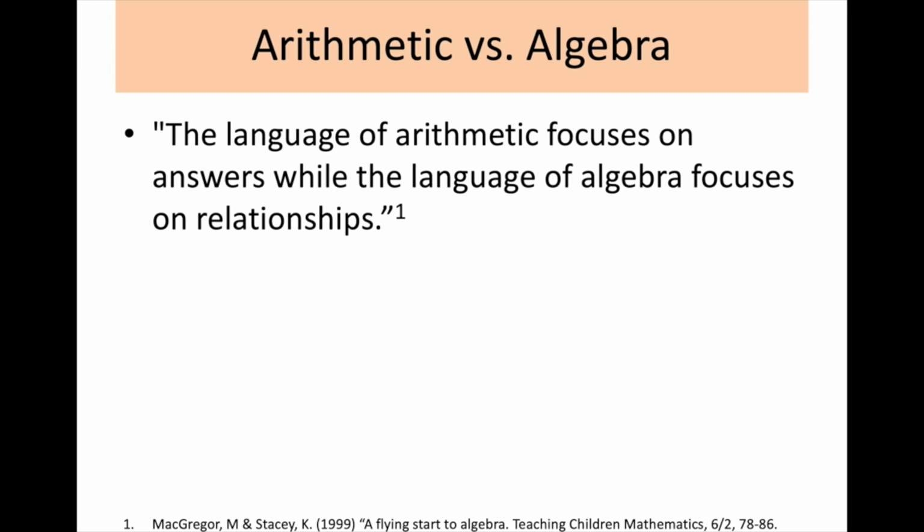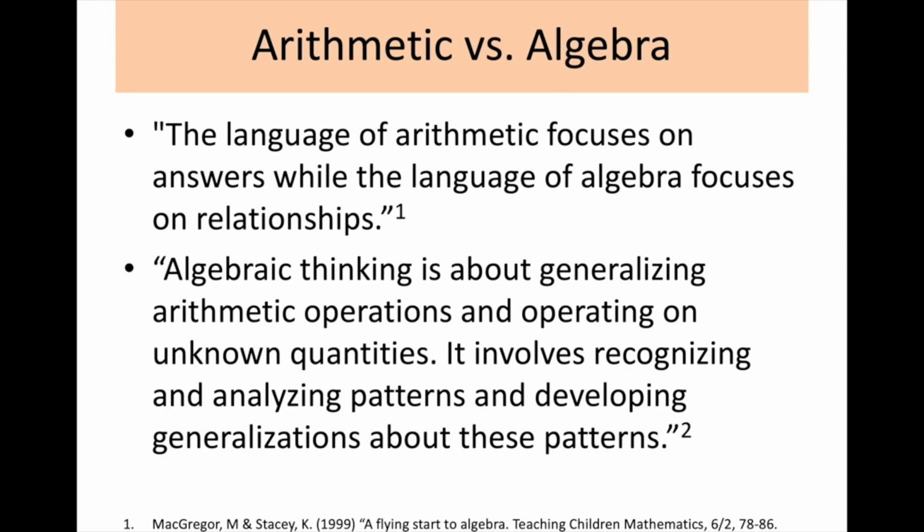It may be as simple as 9 plus something equals 17, but still there's a change in thinking there. Instead of getting a direct computation, we need to think about the relationship between 9 and 17 to think what we need to do to get that unknown number. And there's this extra step of relational thinking that occurs when we are engaged in algebraic thinking and not arithmetic thinking. Another quote to think about says, "Algebraic thinking is about generalizing arithmetic operations and operating on unknown quantities. It involves recognizing and analyzing patterns and developing generalizations about these patterns." Interesting.